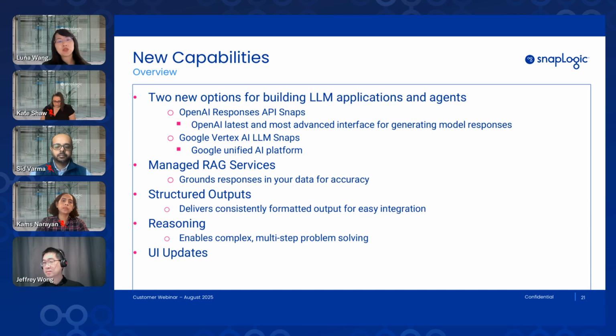And we've introduced 2 new ways to create LLM applications and agents. This corresponds to OpenAI's Responses API, which is the latest API, and Google's Vertex AI. They come with some very useful features and built-in tools. Apart from those, we've also upgraded our existing LLM snaps to support more parameters and new models. And finally, you will see some great UI enhancements to improve the user experience. And now let's dive into each one.